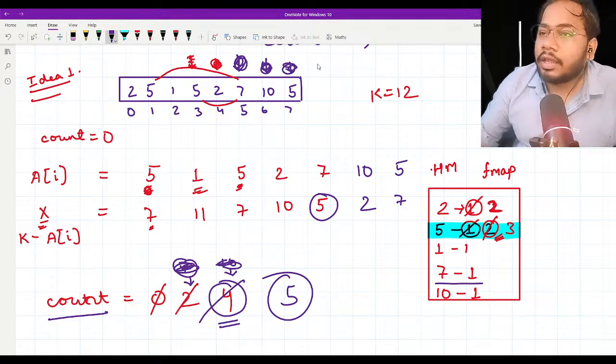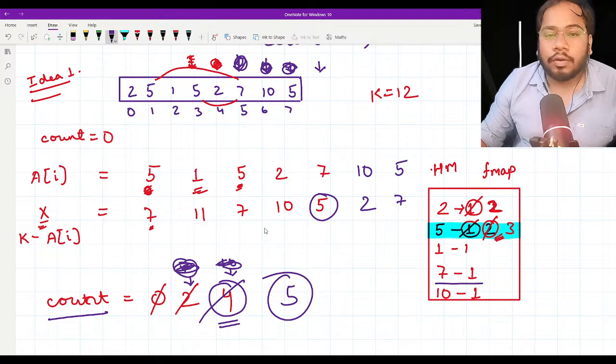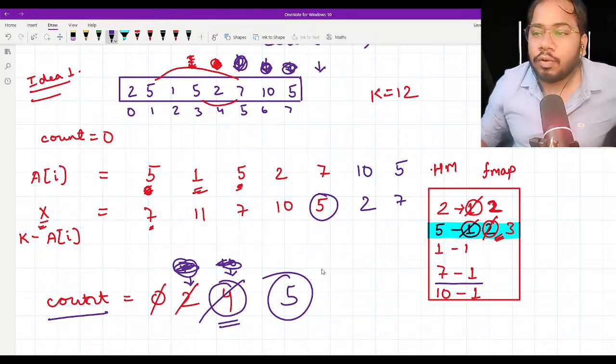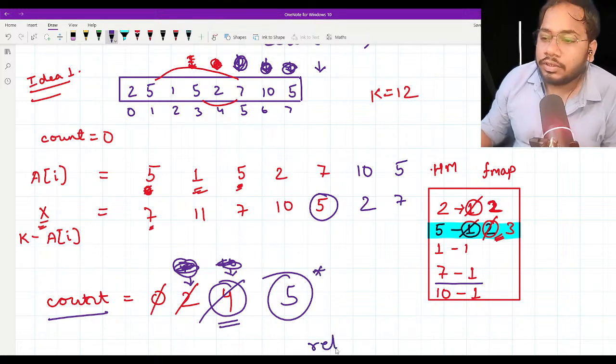Now again increment it, go here. So when you are coming out of the array, you are getting the total count. Just return the count.